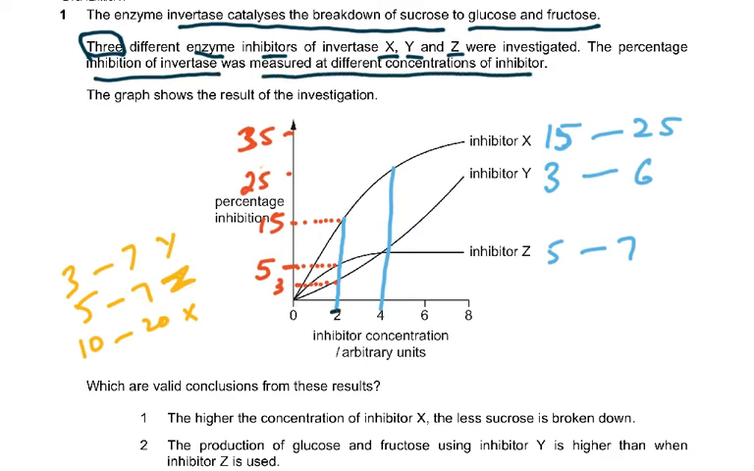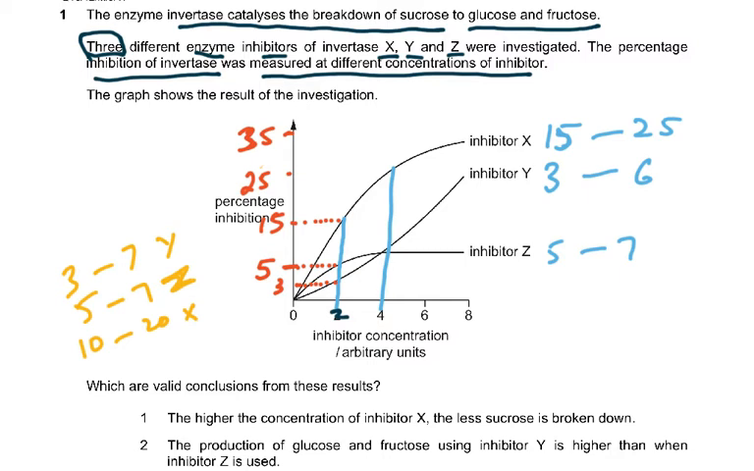So when you had 2% inhibitor, now I've labeled the y-axis. This was not labeled in the question, but I've done it myself. So you can see at 2% concentration, the inhibition in Y was 3, and in Z was 5, and in X was 15.